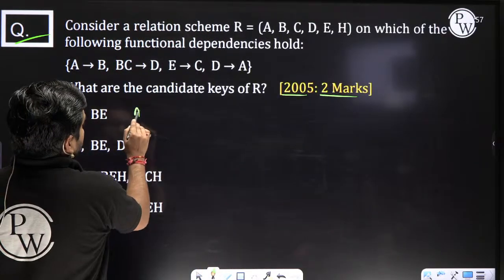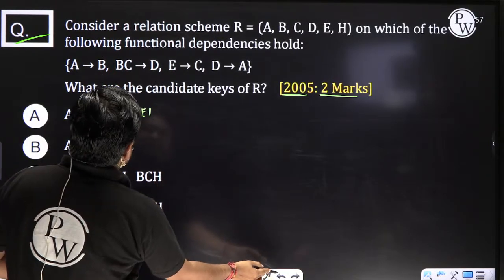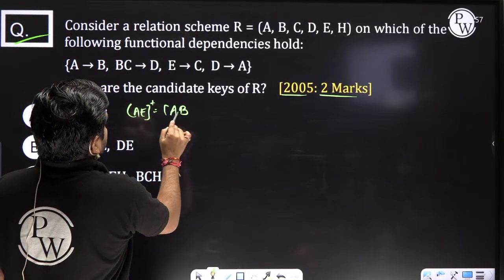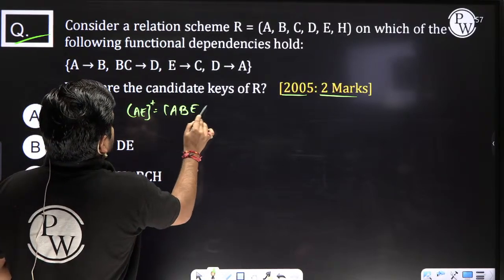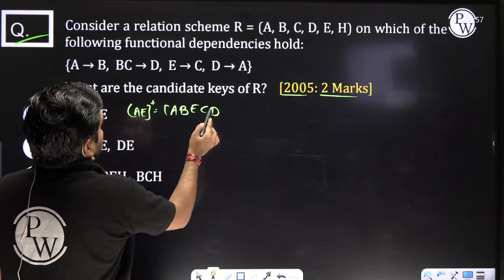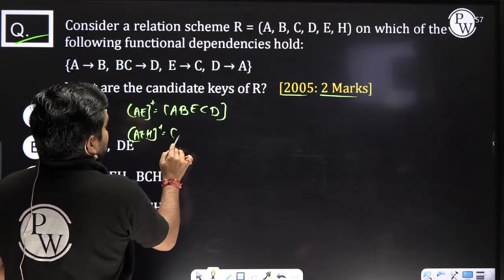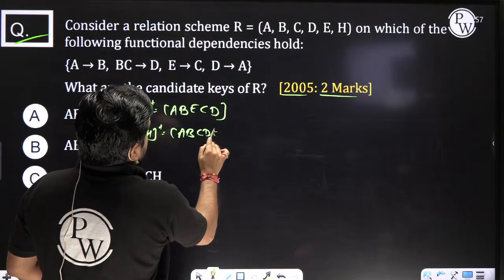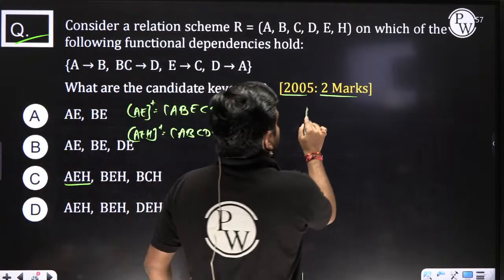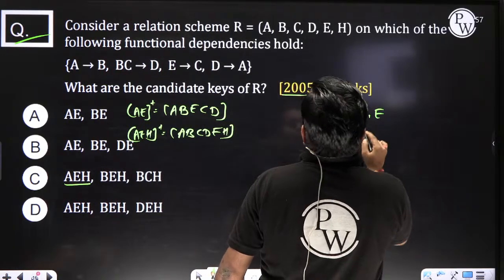What we do, take the closure of A, E, H. First of all, we try whether H is needed or not. When we take the closure of A, E, then what happens? A, B, C, that's all. We are not getting H. You have to include H also. A, E, H gives A, B, C, D, E. Now you can see this one is okay. Prime attribute list is H, A and E.